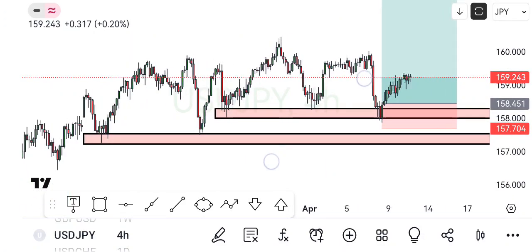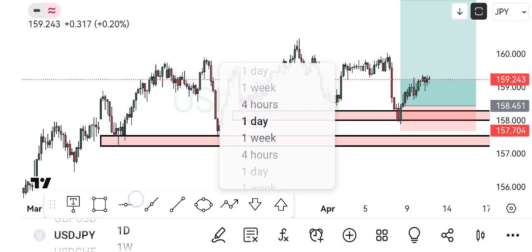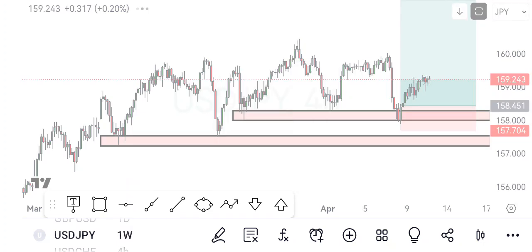As you can see right now, this currency pair is ranging. But let's start from the weekly time frame.